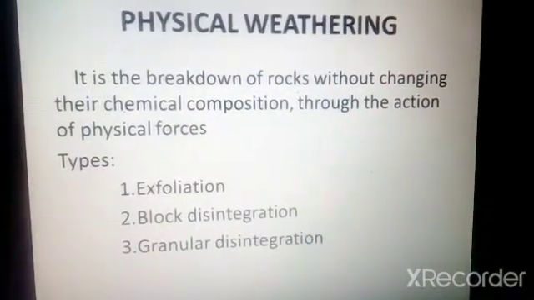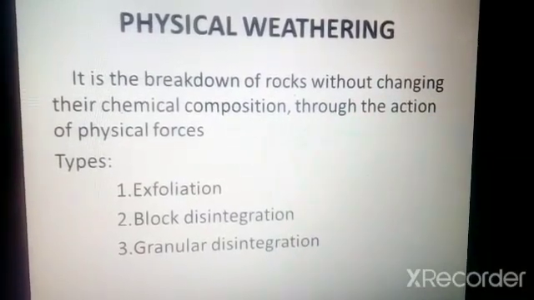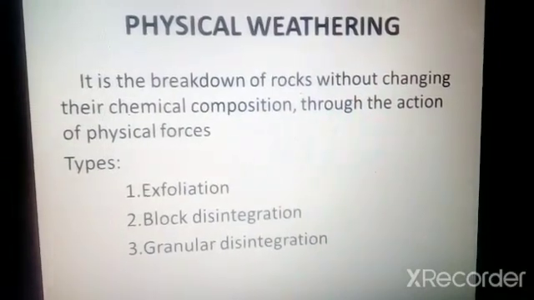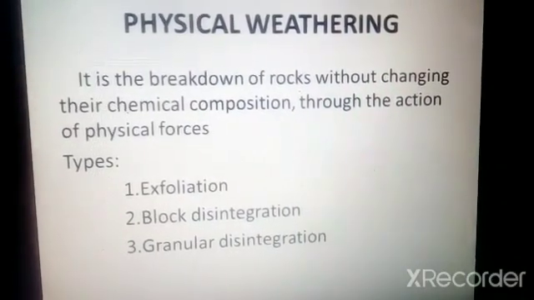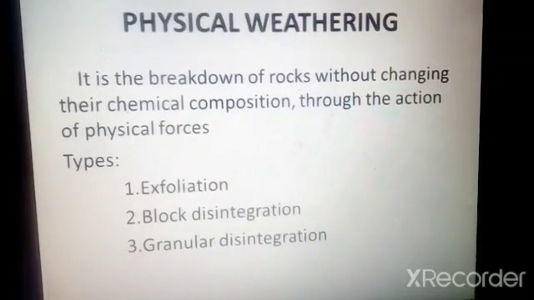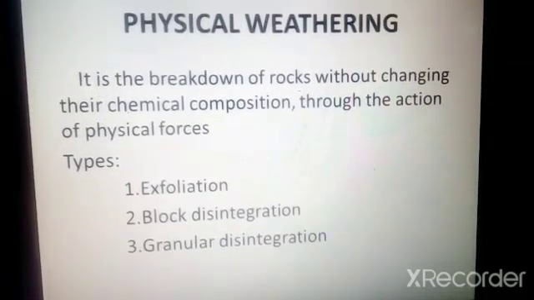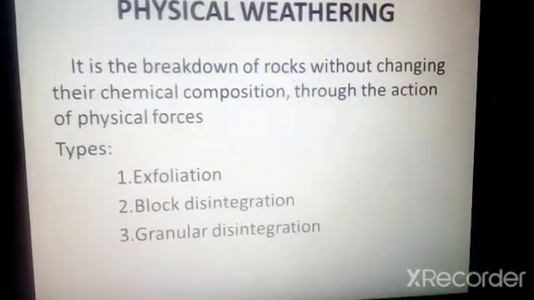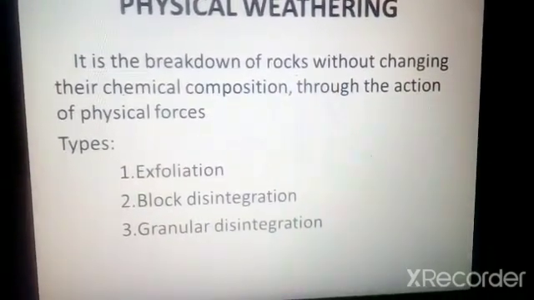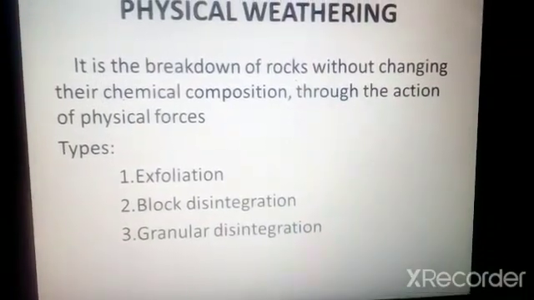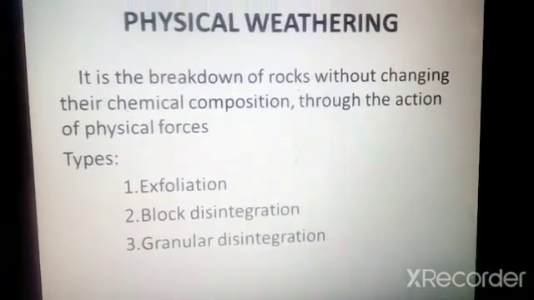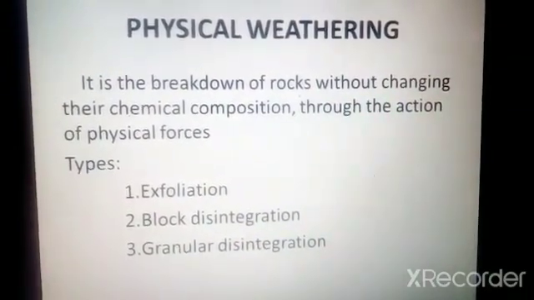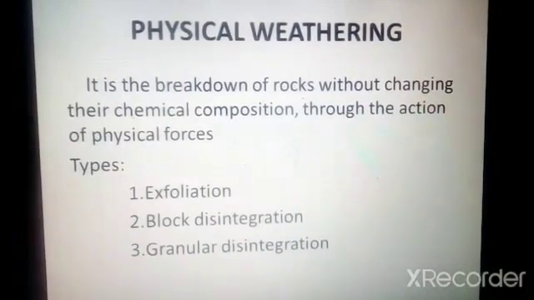Physical weathering is the breakdown of rocks without changing their chemical composition through the action of physical forces, that is, due to temperature or pressure or rainfall. The changes go on in a normal physical manner, without chemical reaction. It can be classified into three types: exfoliation, block disintegration, and granular disintegration.